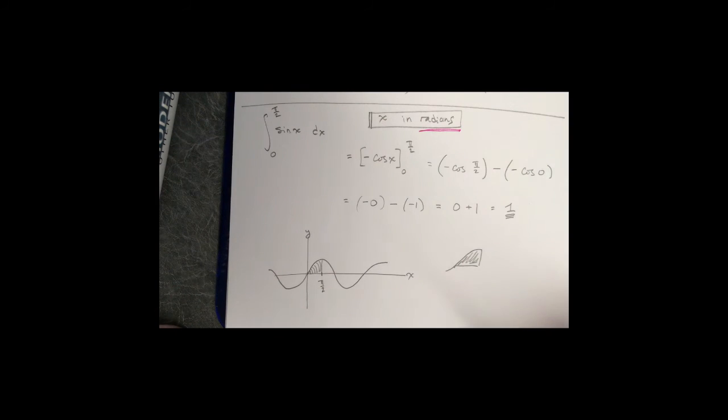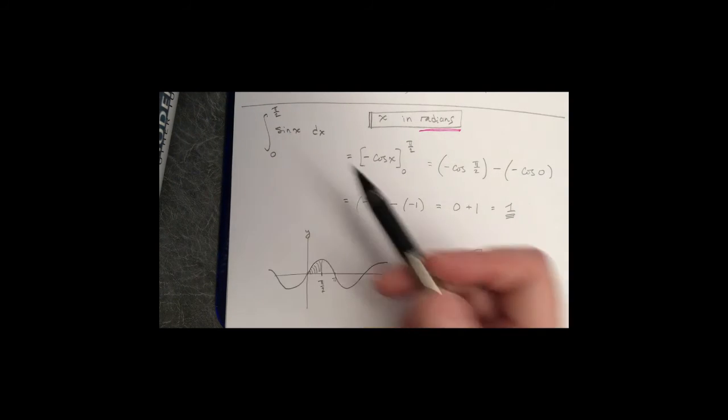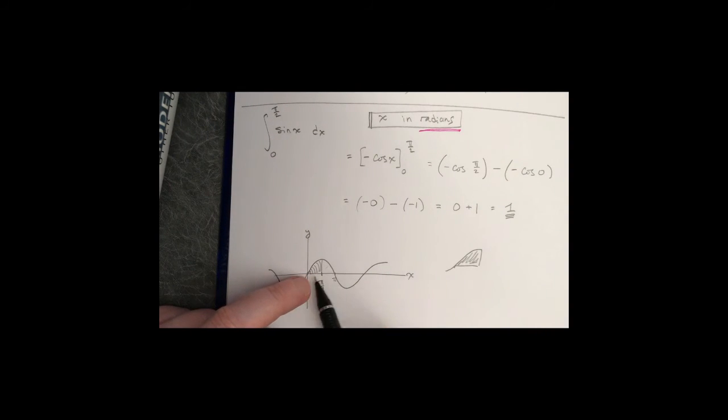You have a ton of symmetry here too. This other portion from pi over 2 to pi is also going to be 1, so the area of one hump is 2. It's just so pretty.